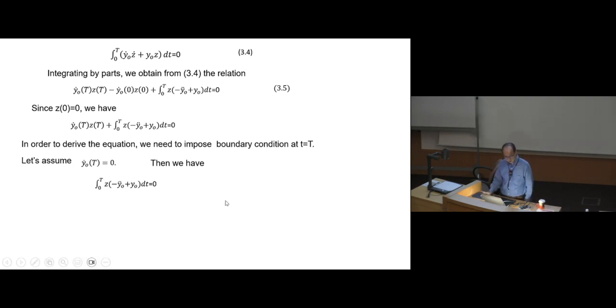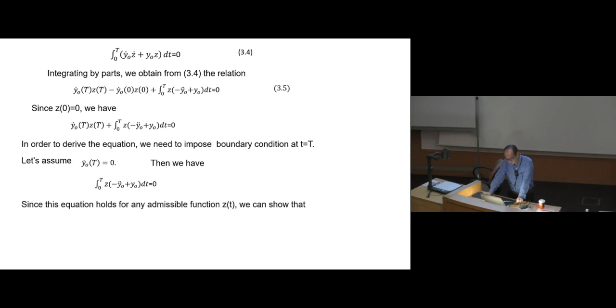Now we have our integral, but this is still a function in the form of an integral. We want to reduce it one more step. Since this equation holds for any admissible function, remember z is one direction, and then this one should be 0. But we also mentioned that z can be any direction. So z is an arbitrary function.